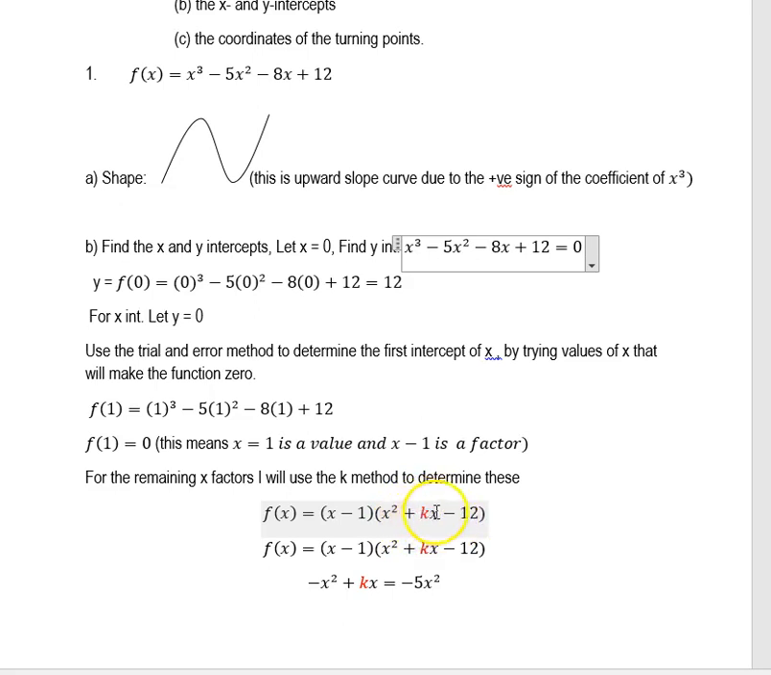Why are we using kx? Because we know the middle term should be a power of 1 for x, but we don't know the coefficient, so we use k. That's where the name comes from, the k method. So now what we do next is we try to open up this bracket. That's the ideal thing to do.